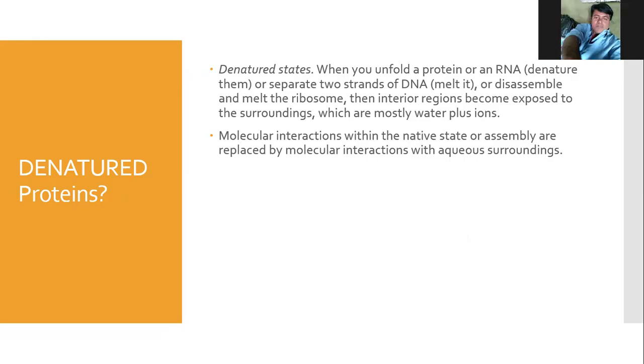When these molecular interactions are disturbed because of a slight shift in pH or temperature, there is a perturbation, or separation of these stabilized structures, called denaturation. For example, unfolding a protein, unfolding an RNA molecule, separation of an RNA molecule, separation of a DNA molecule. Okay, and disassembly and melting of the ribosome.